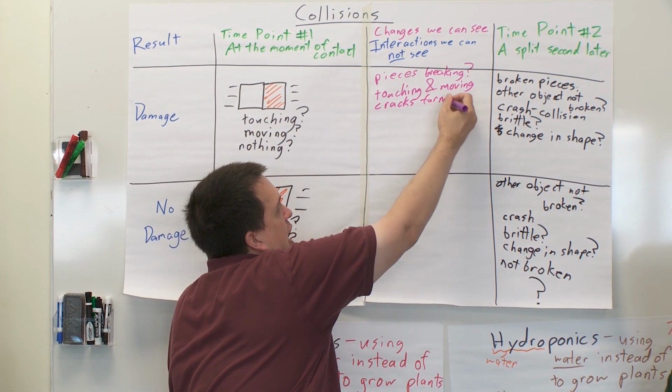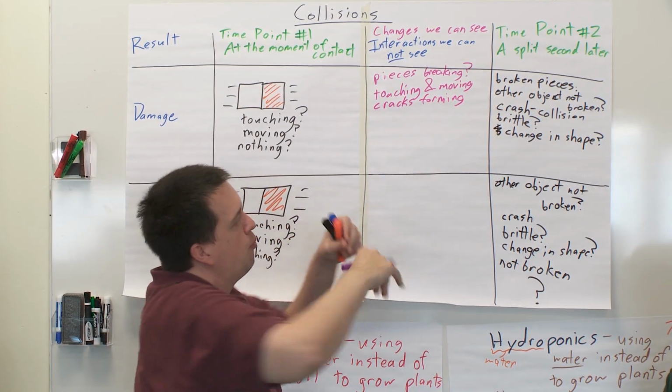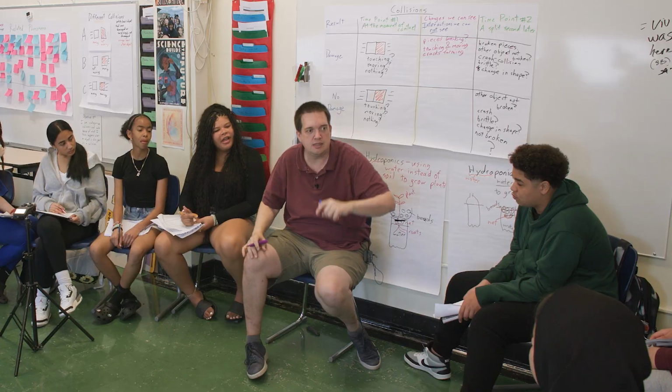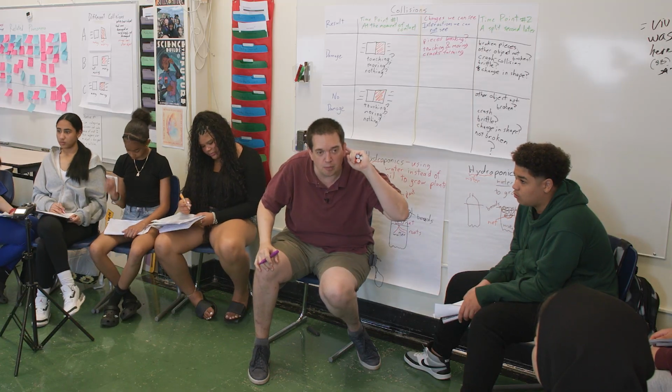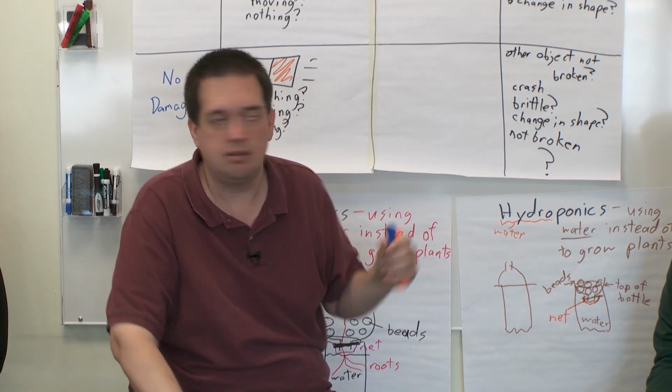What other ways could we damage something? It could break into pieces, it could crack. Burn it, bumping into each other. Bumping into each other, would we see that? Okay.